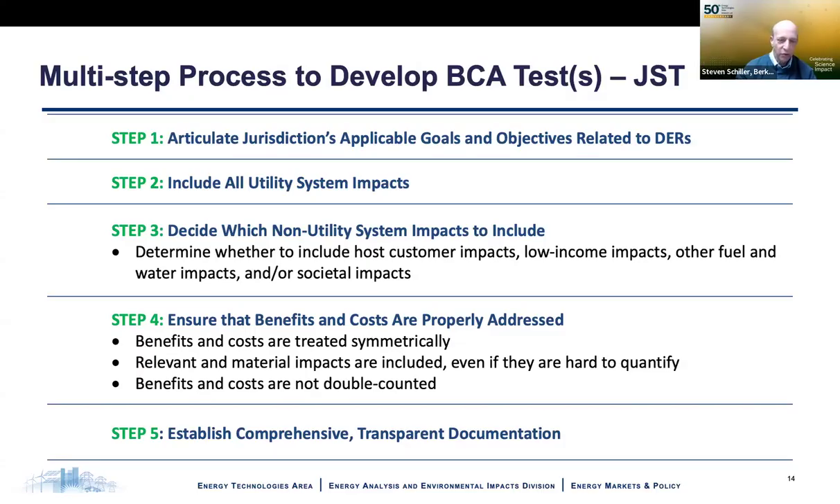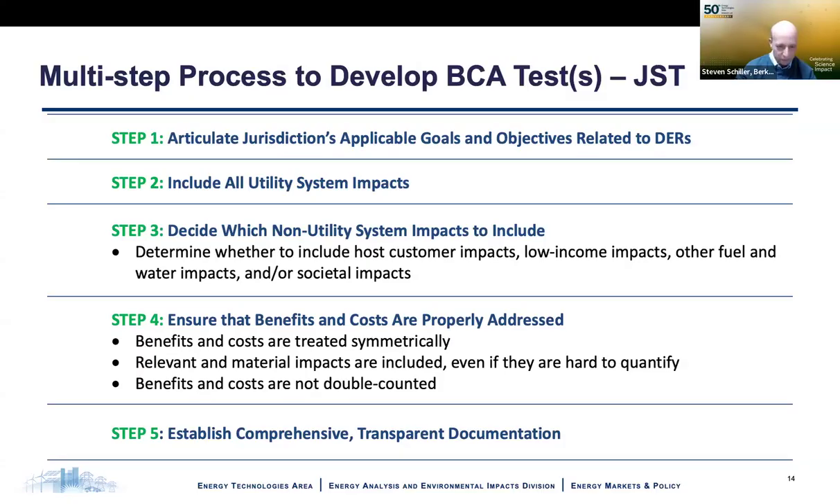And you want to determine basically what host customer impacts, low income impacts, for example, other fuel and water impacts. You might have a goal of conserving water. So you might want to have something associated with the water impacts associated with the DER, or other broader societal impacts. If they're important in your jurisdiction, if they're part of your goals and objectives, then you probably want to include them in your benefit cost analysis, determine what investments make sense. You want to come up with monetary values for those.